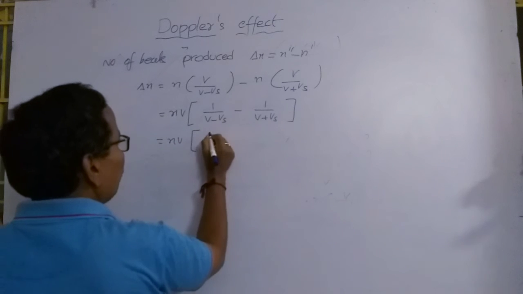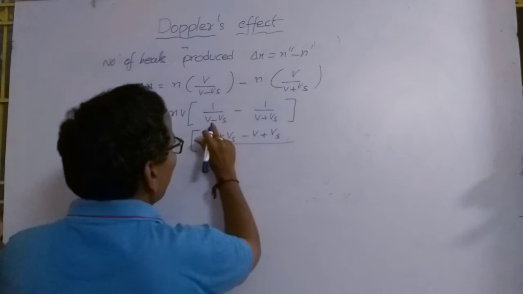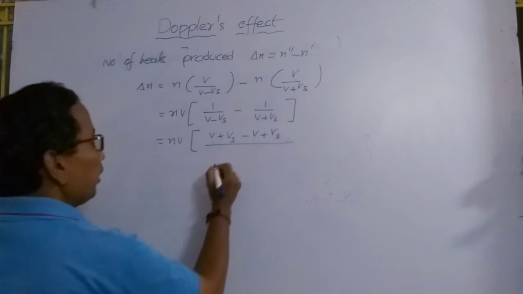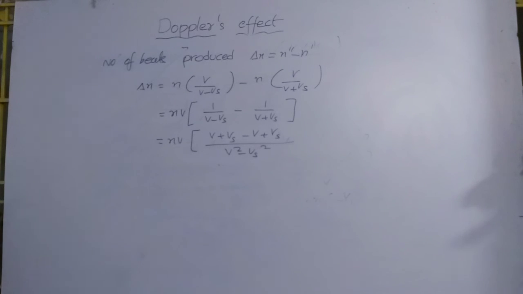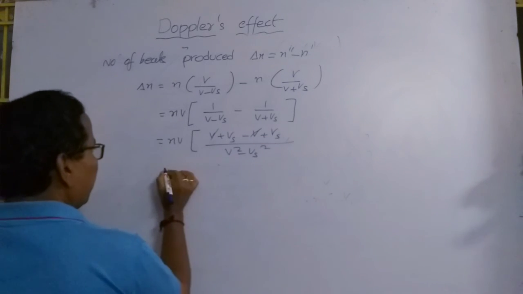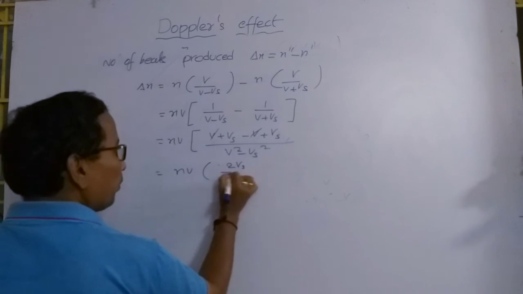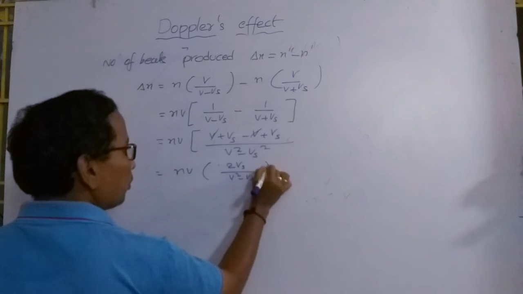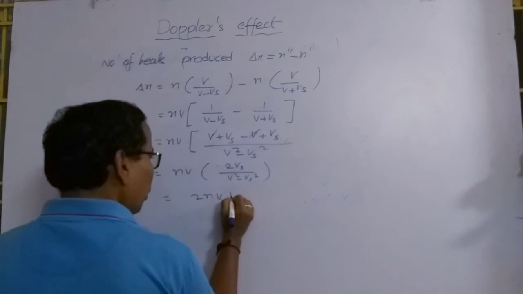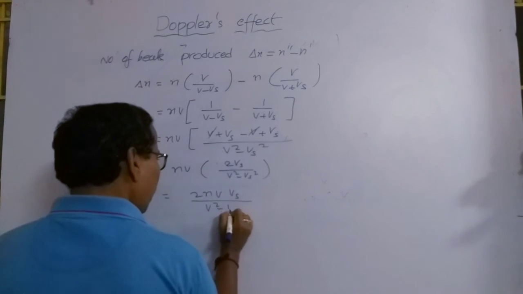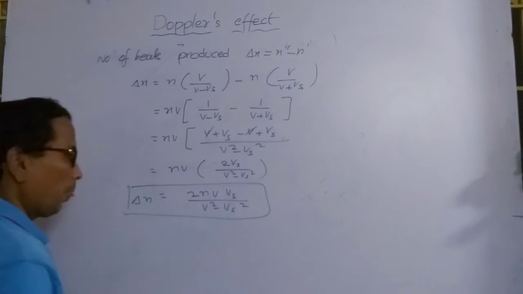nV into V plus Vs minus V plus Vs, by A plus B into A minus B, that is A square minus B square, V square minus Vs square. Then the V terms get cancelled here. That is nV into Vs plus Vs, which is 2Vs, by V square minus Vs square. Totally you can write that equal to 2n into V into Vs by V square minus Vs square. This is a very important formula.